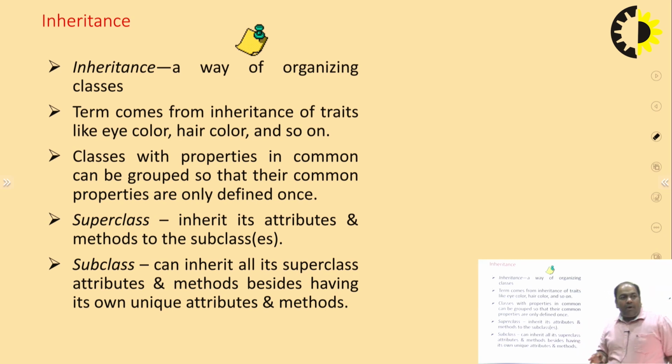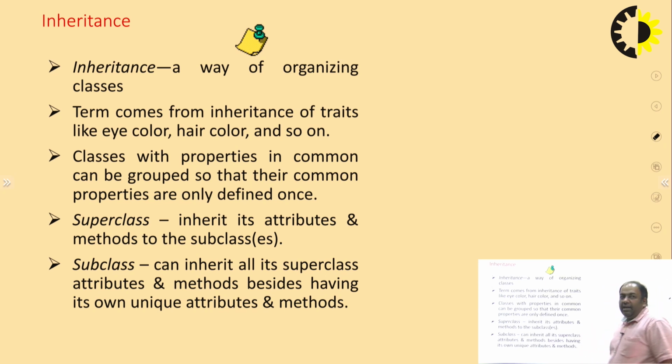The classes with properties in common can be grouped so that their common properties can be defined only once. Like I have said कि बाल उड़ रहे हैं तो वो सबके उड़ रहे हैं, तो जो बाल उड़ने की जो टेंडेंसी है वो हमने एक जगह डिफाइन करेंगे. We will define it in one place and all other classes will be known as subclasses. So what is a superclass? Superclass inherits attributes and methods to the subclasses, and subclasses can inherit all its superclass's attributes and methods which are common.